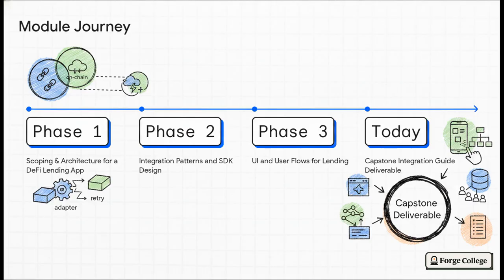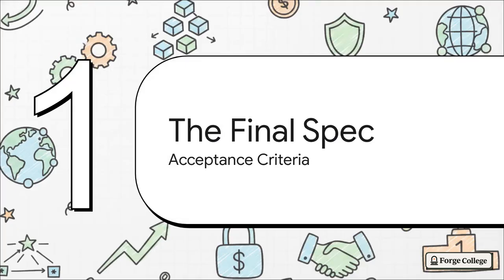You started with scoping and architecture. Then you moved into SDK design. And just in our previous lesson, we covered UI and user flows for lending and derivatives. Today, all of those separate artifacts, the UI screenshots, the transaction logic, the account models, they all flow directly into this final capstone deliverable.